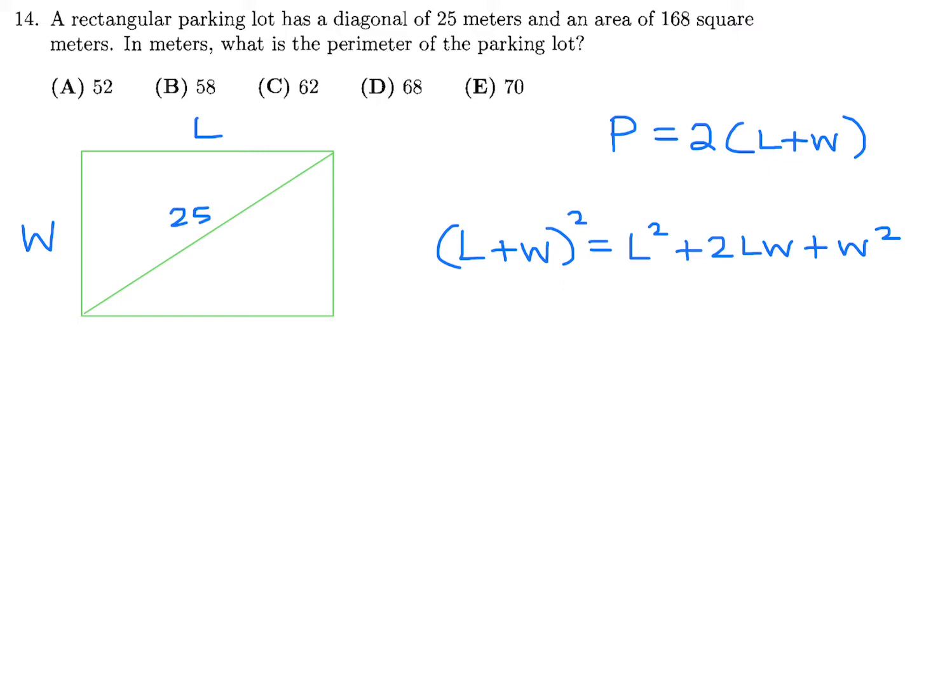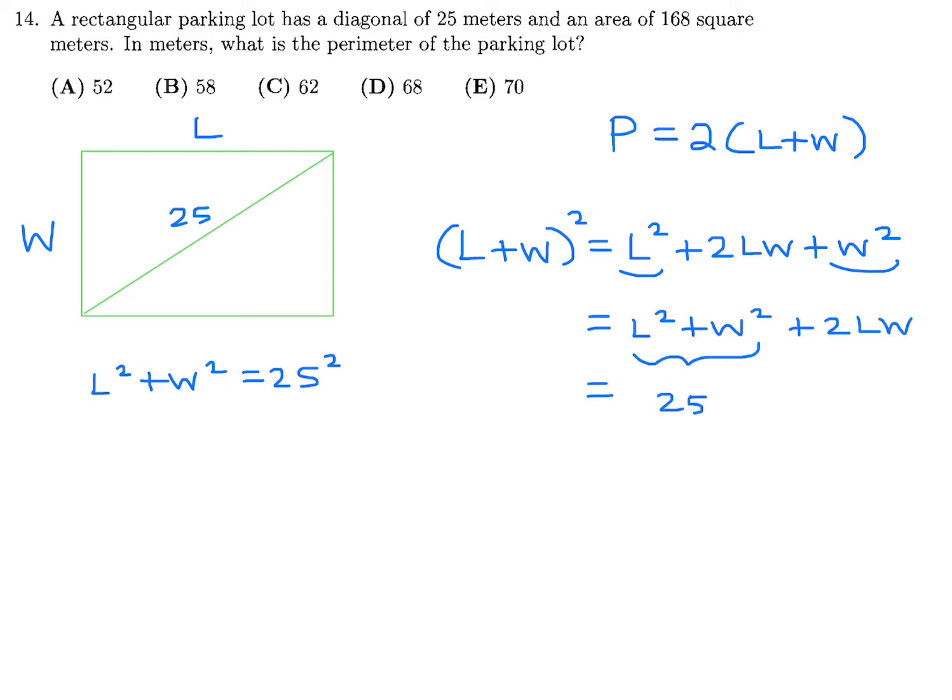Now, using Pythagoras, L squared plus W squared is 25 squared. So this L squared plus this W squared, if you were to group them together like this, and then just put that 2LW, this is 25 squared. Okay? And then they give you another piece of very important information, that the area is 168. So that means length times W is 168. So this LW is 168, this one right here.